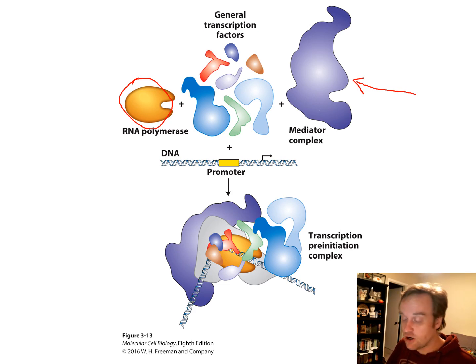So as you can see, all of these things, the RNA polymerase, the mediator complex, and all these transcription factors, come together to form this transcription pre-initiation complex, which will allow RNA polymerase to then go and transcribe that gene into RNA and then later be translated into a protein.